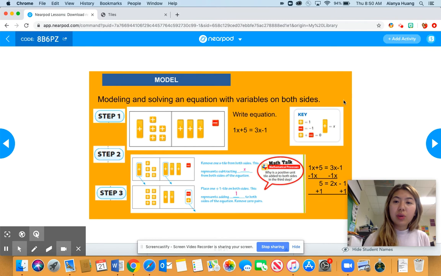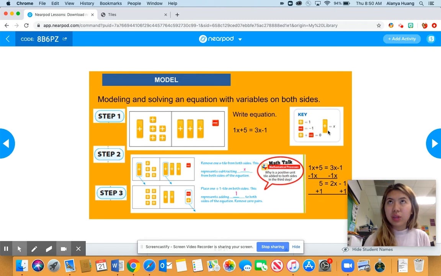For this model, we have a different key. Instead of the green, we have yellow, but the longer rectangular yellow or orange box is representative of +x, and the smaller square box is +1. So in this case, we have x plus 1, 2, 3, 4, 5. So 1x plus 5 is equal to 1, 2, 3, 3x minus 1. Remember that the smaller square boxes are either a value of +1 or -1, and the longer boxes are a value of either +x or -x.